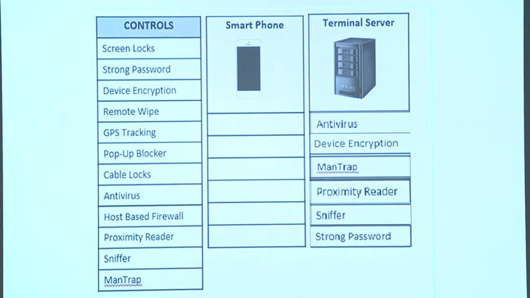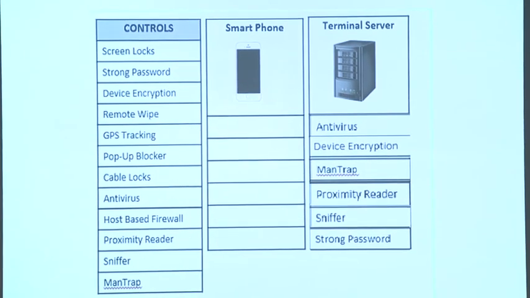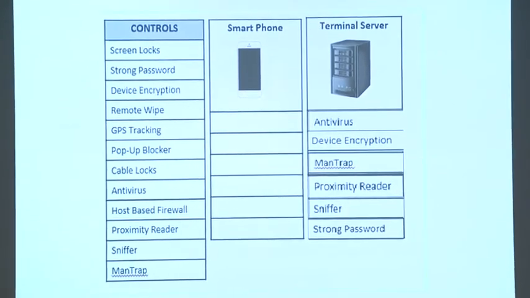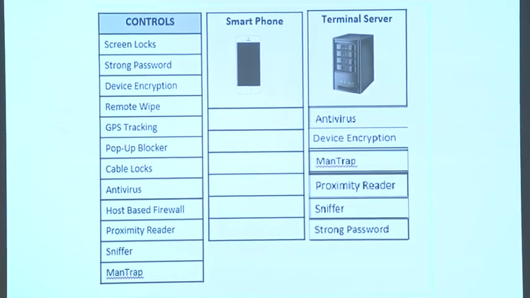How about antivirus? It really depends on the kind of phone that you have. I don't know, I don't think they put it in there. How about a host-based firewall? No. Proximity reader? No. Sniffer? No. Man trap? No. So you may or may not want to put the antivirus.